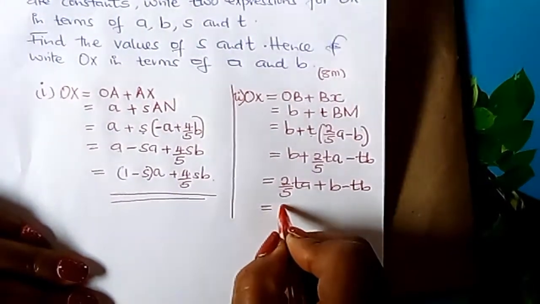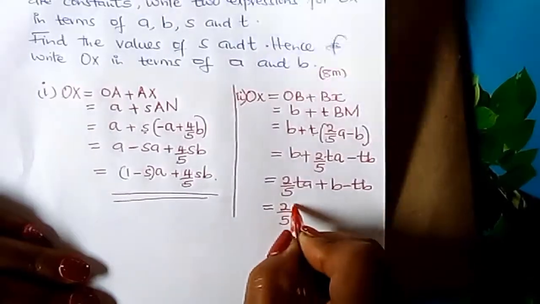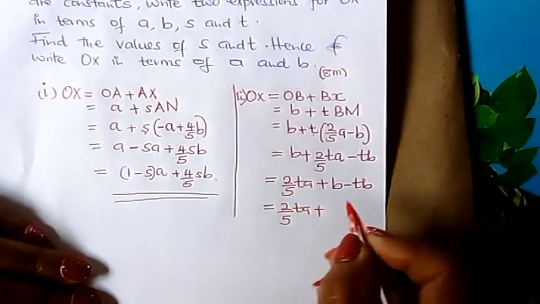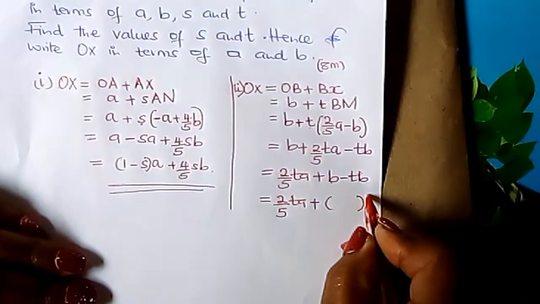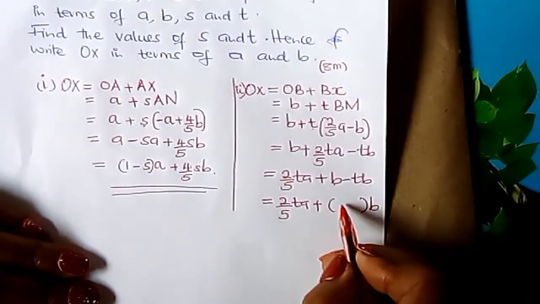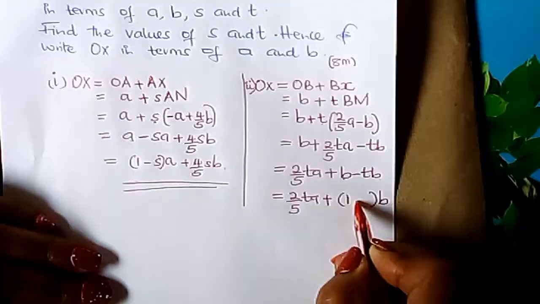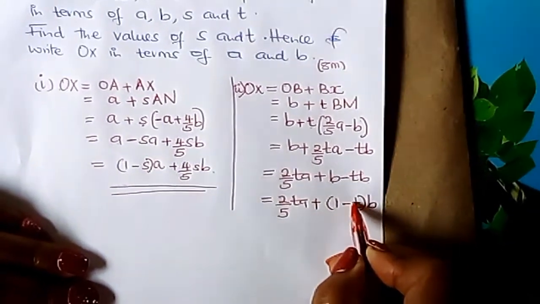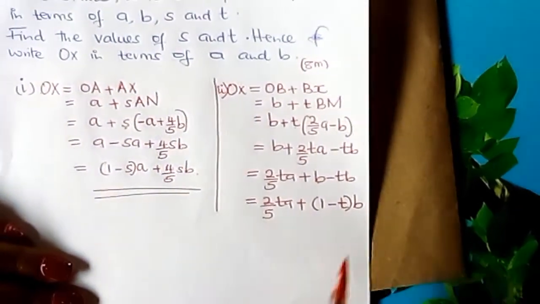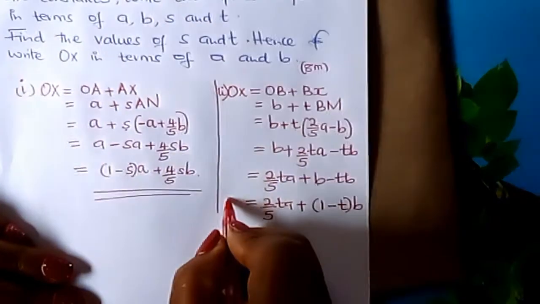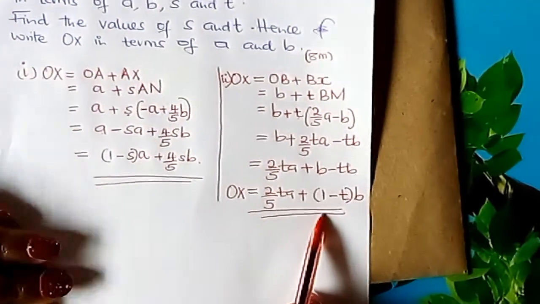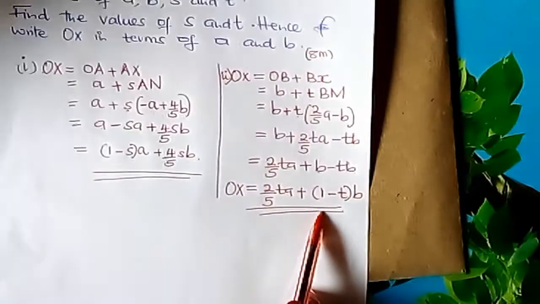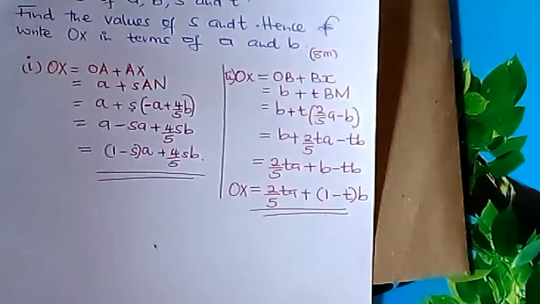And therefore this gives you what, Lana? 2 over 5 ta plus what? b here is common. You factor it out. Look at that. So here you'll be left with 1 minus t. Factoring out b, you'll be left with 1 minus t. And so, Lana, this is the second expression of OX. So we have the two expressions now.